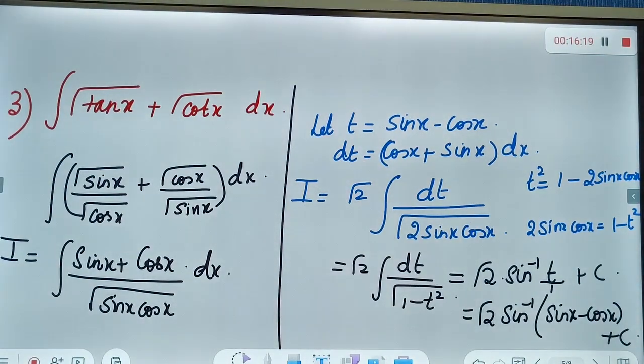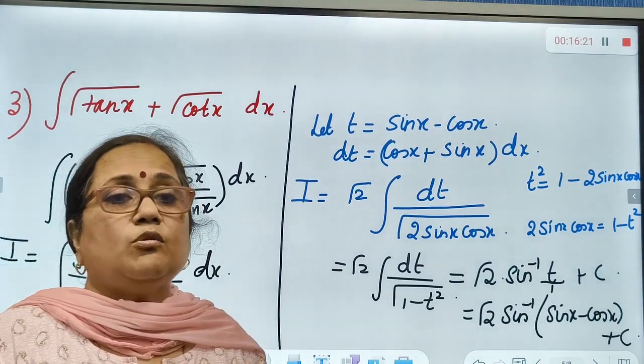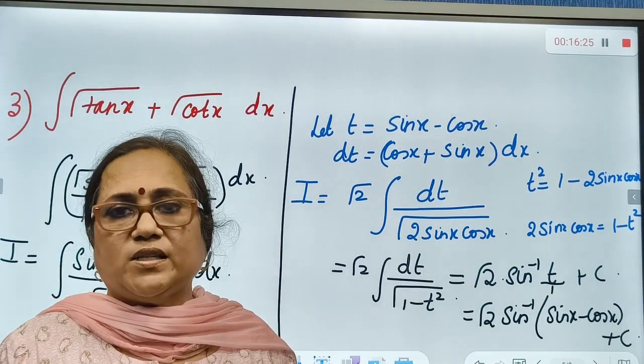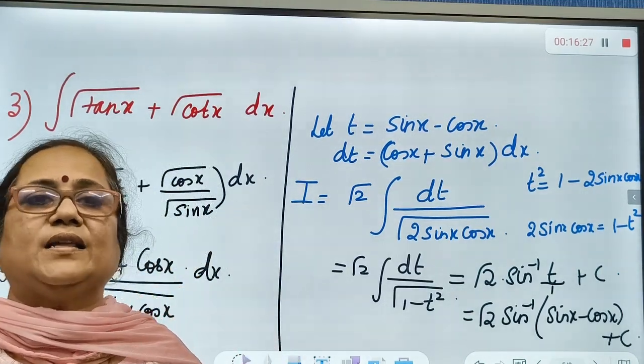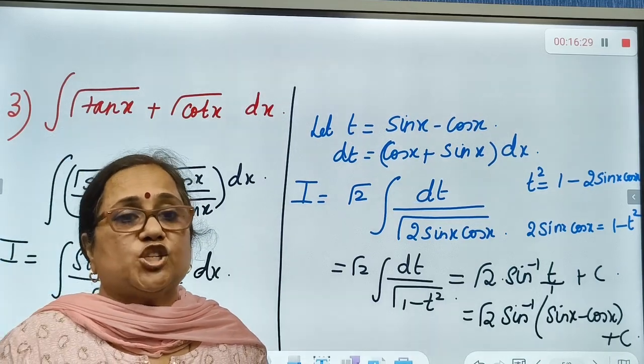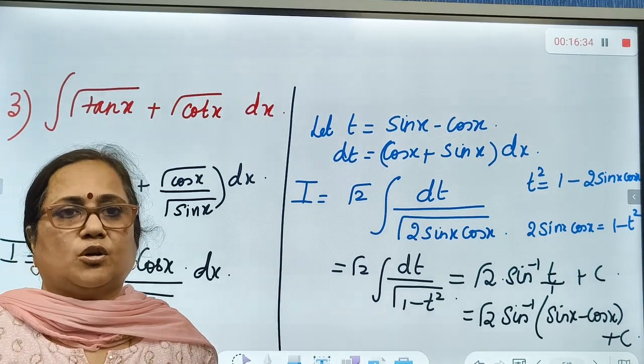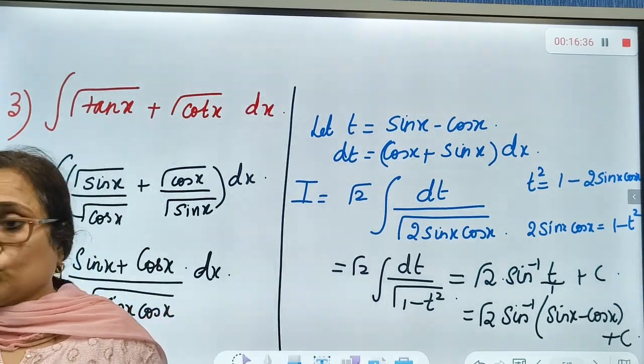So I hope you understood how to evaluate 3 important functions. One is root tan x, other is root cot x. The third one that we saw was the combination, the sum. How to integrate root tan x plus root cot x.